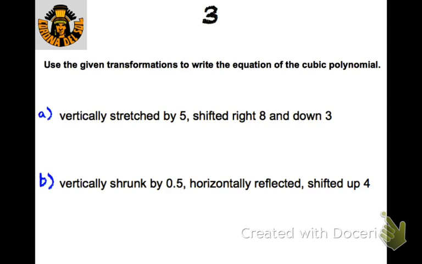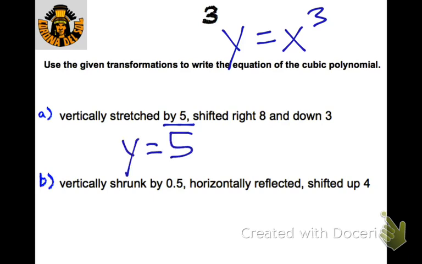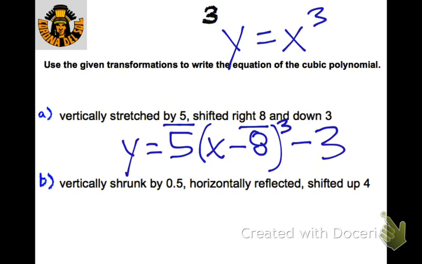All right, now these we want to see, we're comparing, of course, to the parent graph, y equals x cubed. And so if it's vertically stretched by 5, that's affecting the y-coordinates. So we're going to put a little 5 on the outside. It's shifted right, so we're going to do x minus 8, and we're going to make sure we put that cube there. And then it's going to go down 3, so we're going to put a little -3 at the end, because again, that's affecting the y-coordinates.